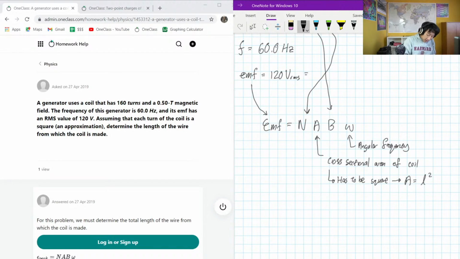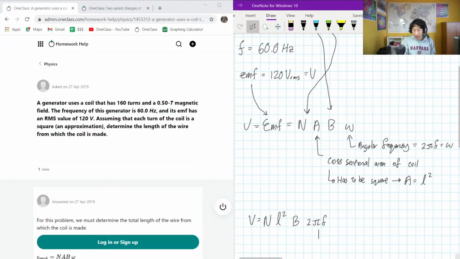let's just say that this is equal to V, just so it's a little bit easier to write. So we have V equals N, instead of A, we'll have L squared, B, and instead of angular frequency, this will be 2 pi F is equal to omega. So we can just do 2 pi times the frequency we were given, because the frequency that we were given is in hertz. So we need to convert that to radians per second. We just multiply 2 pi to that.